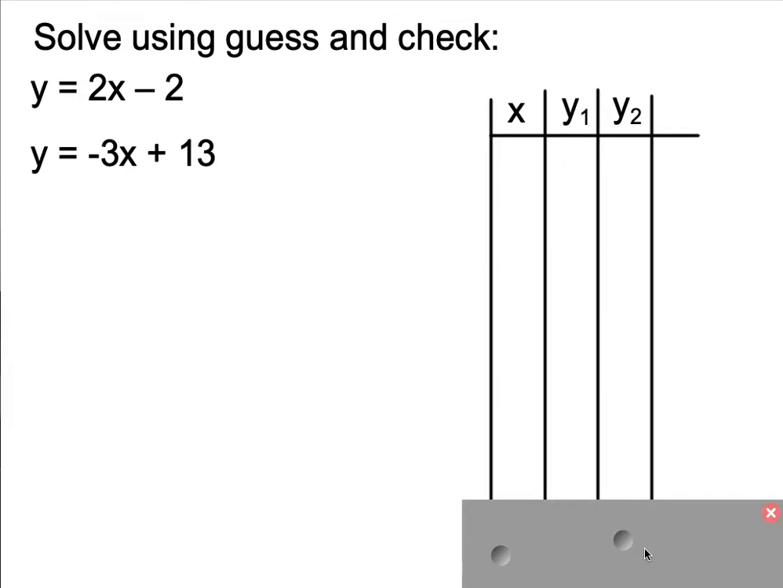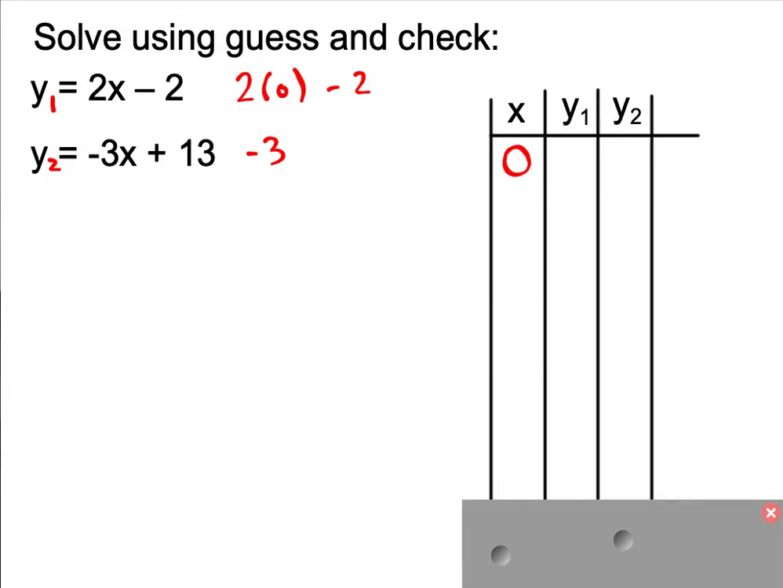So the way we're going to guess is we're going to pick an x and figure out what the y is in each equation. And we're going to go until we find the same y for both equations. So we're going to think of this as y1 and this is y2. So a great easy place to start is with x as 0 because that's just your y-intercepts. If I plug in 0 here, that's 2 times 0 minus 2. That is just 0.